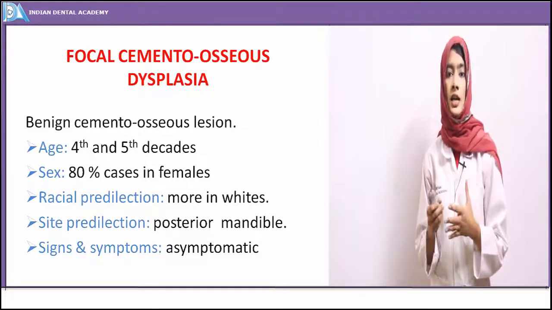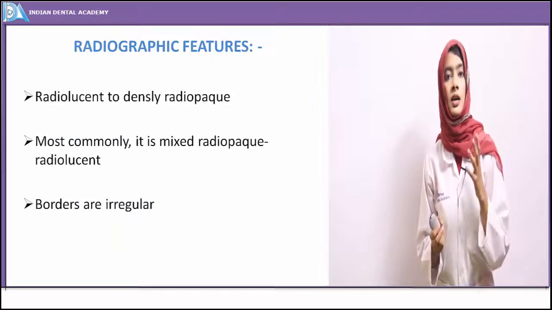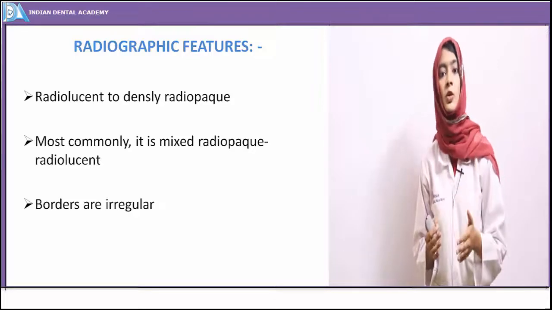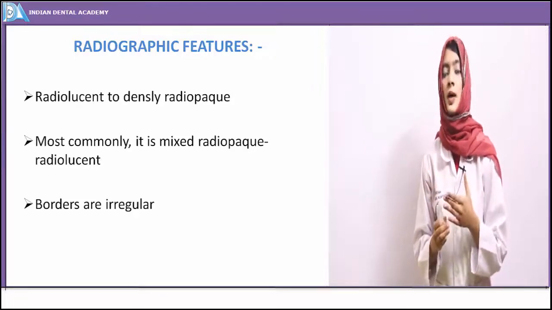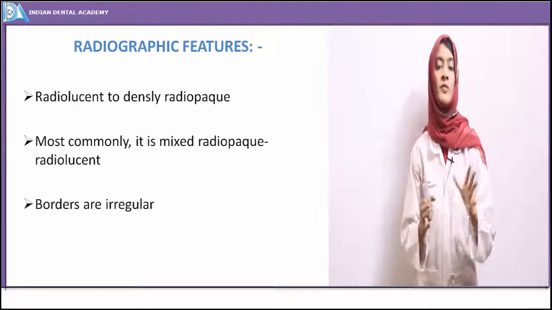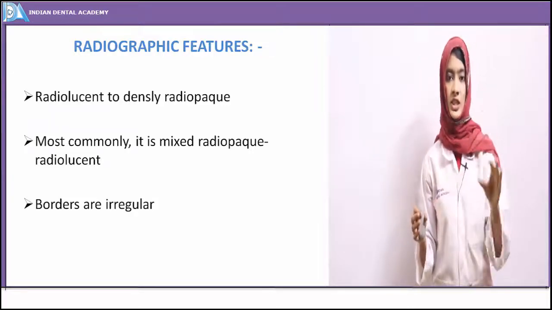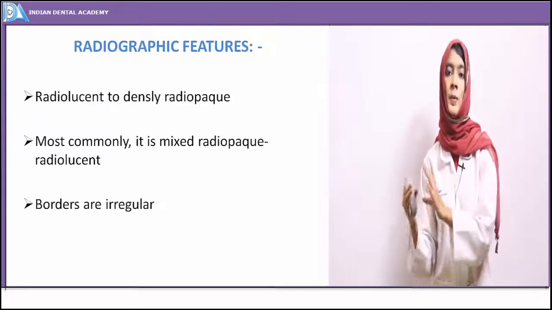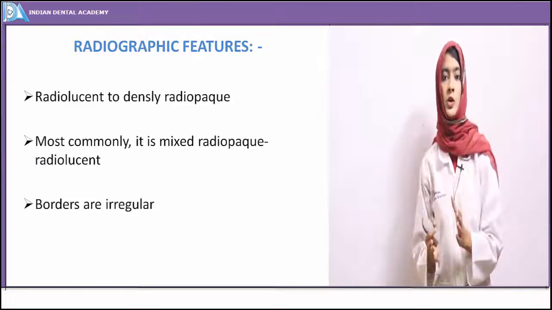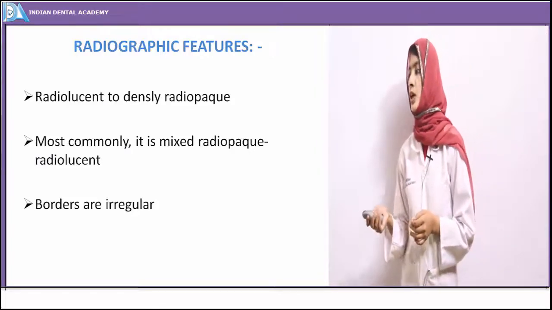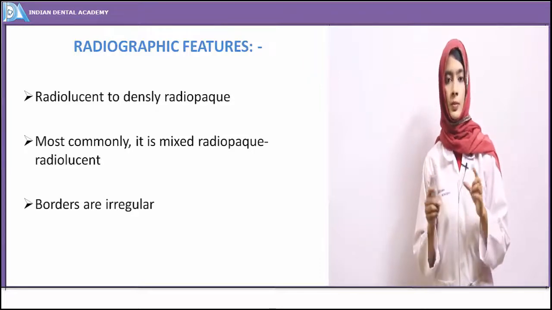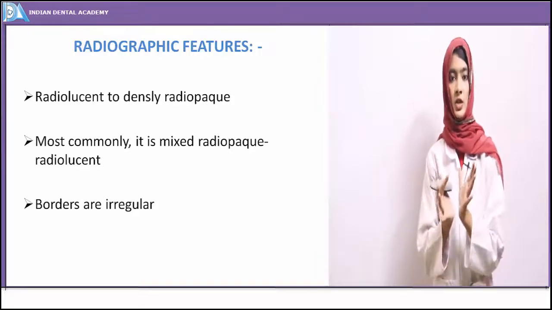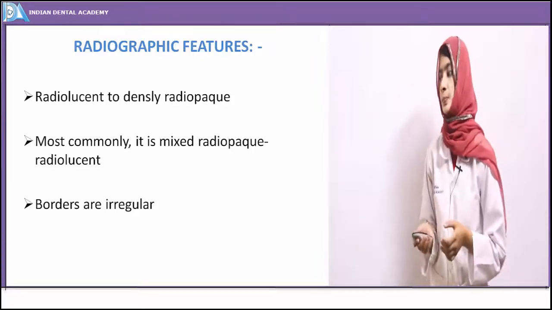Initially, the lesions are asymptomatic. Sometimes when a long span has occurred, or there is some amount of bone expansion, the lesion may be symptomatic. Radiographic features are the same for all the cemento-osseous dysplasias. That is, initially it is a radiolucent lesion, then it becomes a mixed radio-opaque radiolucent, and finally it will be a radio-opaque lesion with a thin radiolucent rim. Here in focal osseous dysplasia, the borders will be irregular. That is, you cannot see a well circumscribed lesion in case of focal osseous dysplasia.